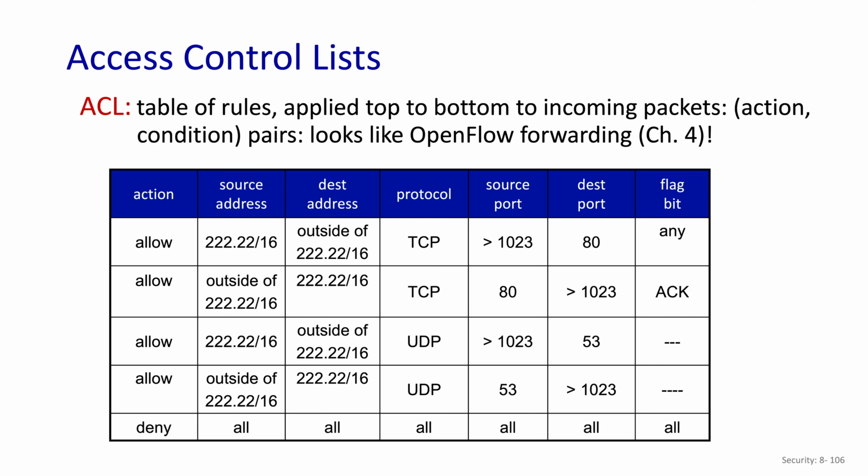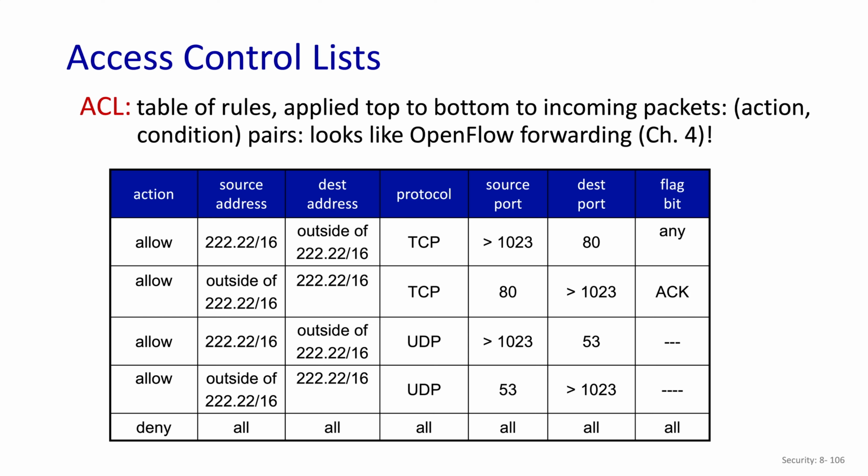Now, these rules are going to be applied in order, so the first one that matches is going to be applied to that packet, and it will not see the rest of the table. So for example, we're allowing any packet on this /16 address that's destined outside of that address, where the protocol is TCP, the source port is an ephemeral port, and the destination is 80. We're going to permit that.